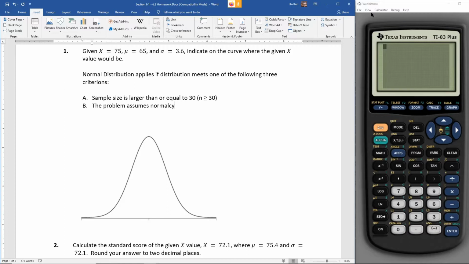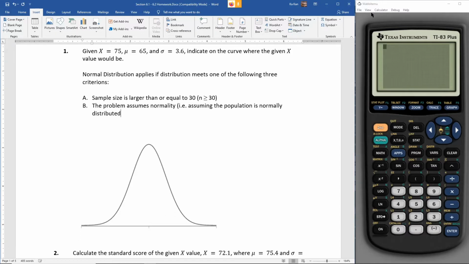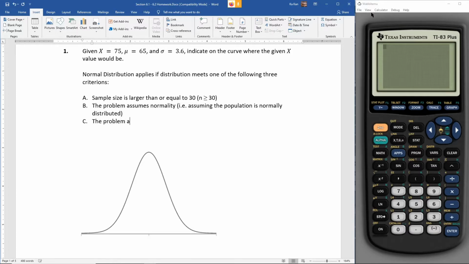B. Second criterion is if the problem that was presented to you assumes normalcy or normality. What does that mean? If they just say the distribution is normal. So sometimes they will say, i.e., assuming the population is normally distributed. So they say that, then you just say that's normal. C, the problem assumes the distribution is bell curve shaped. And all that means is normal distribution, just like this guy right here. So if you see any one of those three, then you can already apply normal distribution.